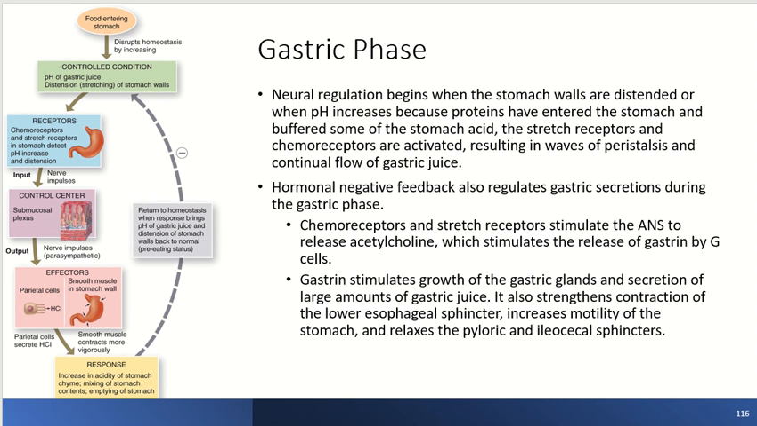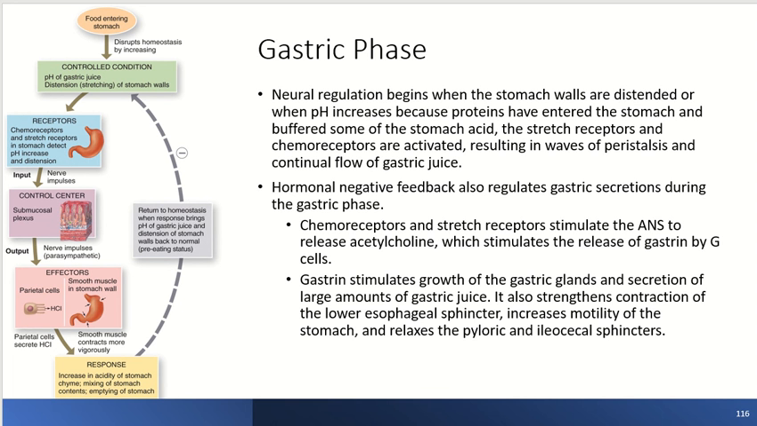The hormonal feedback for this is going to be a negative feedback loop. It's also going to regulate the gastric secretions during this gastric phase. Chemoreceptors and stretch receptors are going to stimulate the autonomic nervous system to release acetylcholine, and this is going to stimulate the release of gastrin by those G cells.